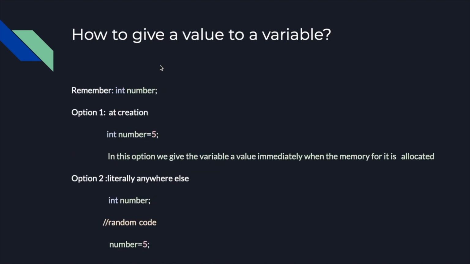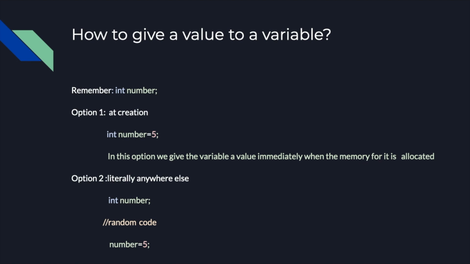How to give a value to a variable. So let's remember int number. Option 1, at creation: immediately when we create this variable, we can just give it the number 5. int number is equal to 5. That means everyone in the code will use the term number. The code will know it's an integer value that is 5.